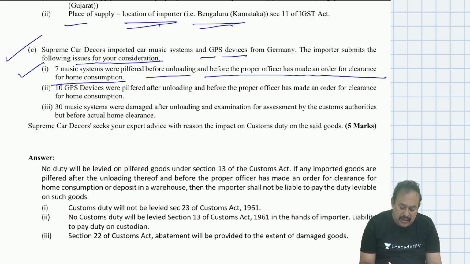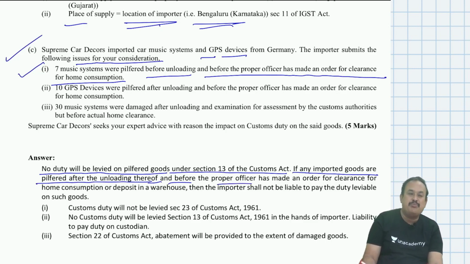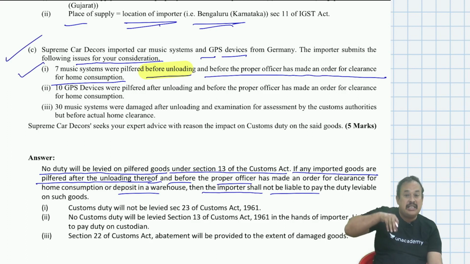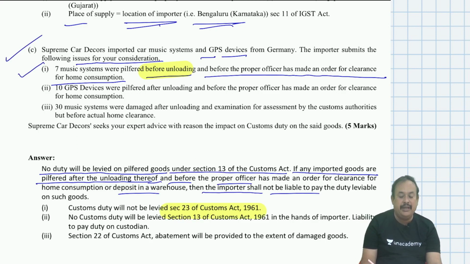So the provision: no duty will be levied on pilfered goods under Section 13 of the Customs Act. If any imported goods are pilfered after unloading and before the proper officer has made an order for clearance for home consumption or deposit in a warehouse, then the importer shall not be liable to pay import duty. But here it was before unloading, therefore Section 13 does not apply. Wherever Section 13 does not apply, Section 23 will apply. Customs duty will not be levied under Section 23, which is remission of duty.